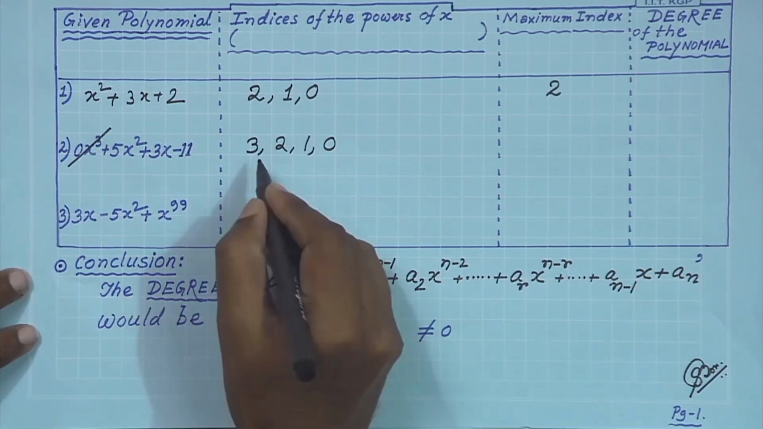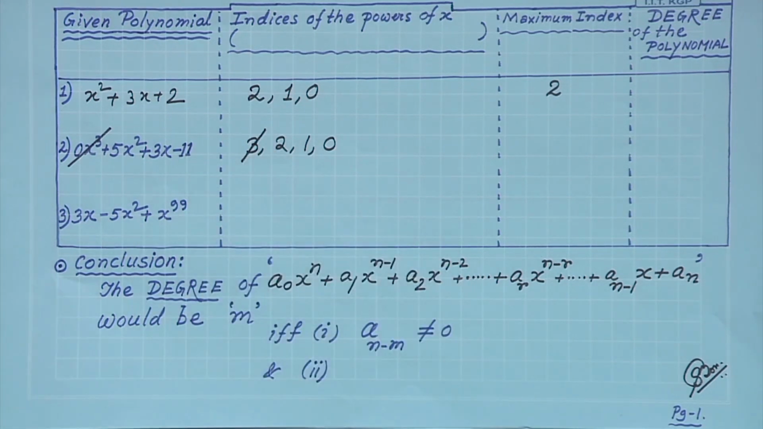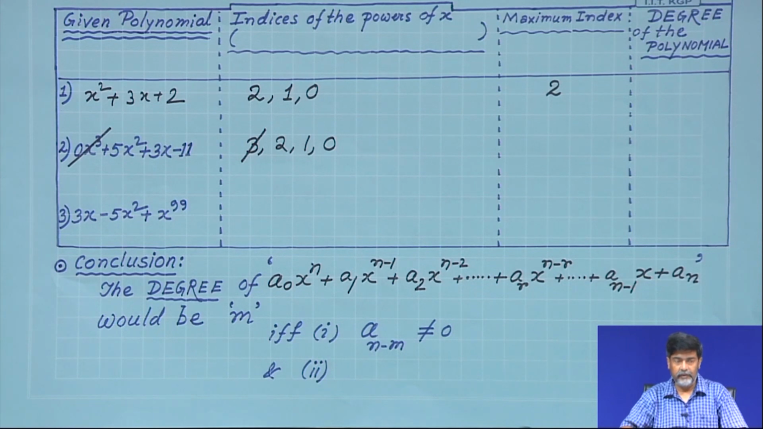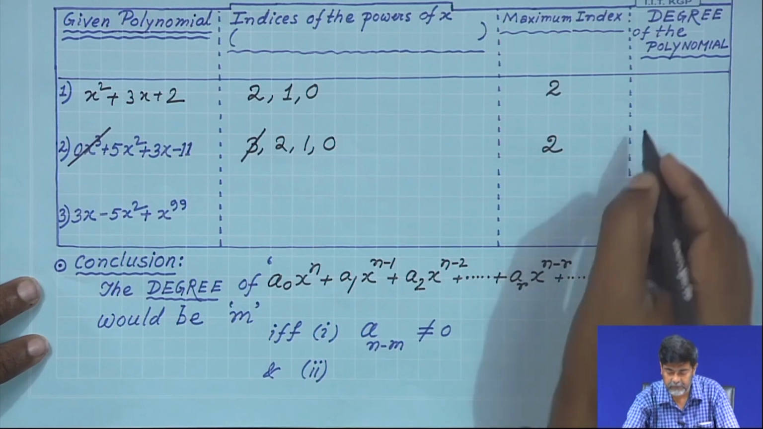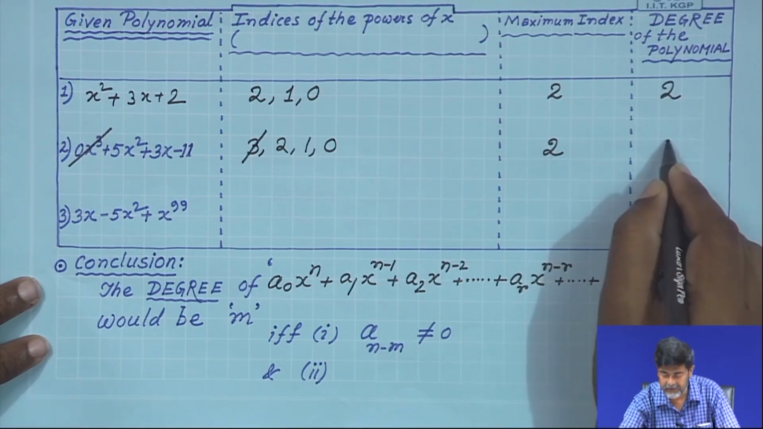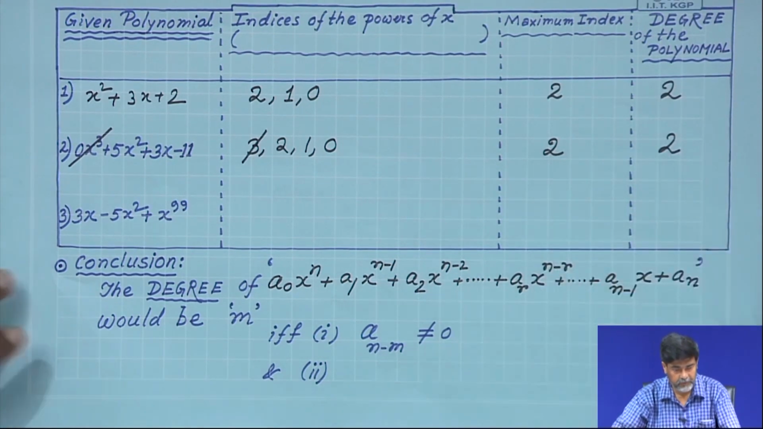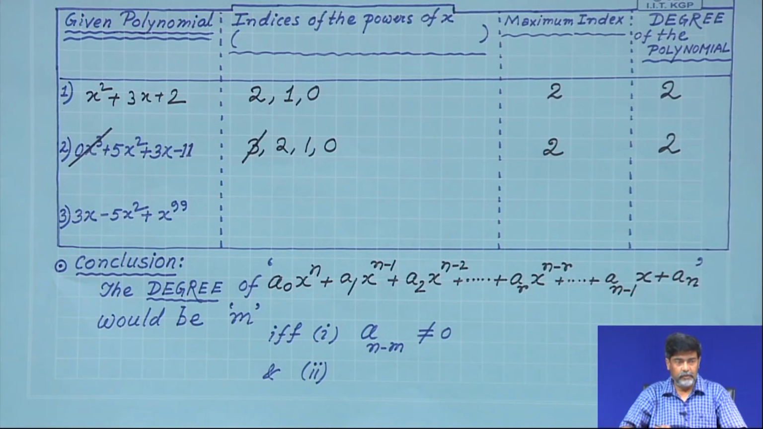Then 3 will be cancelled, and we are left with 3 numbers, namely 2, 1 and 0 for the remaining 3 terms. What is the maximum among these 3? Maximum is 2. Therefore, the degree of the first polynomial was 2 and the degree of the second polynomial is 2. And what is it for the third one?